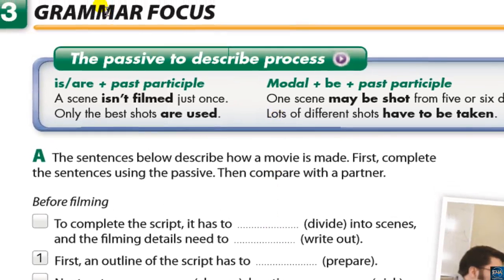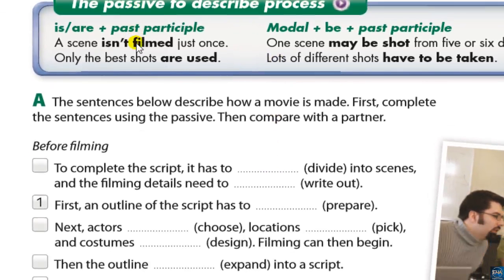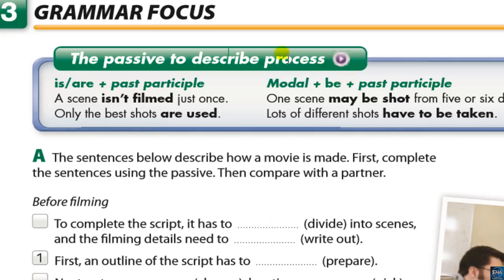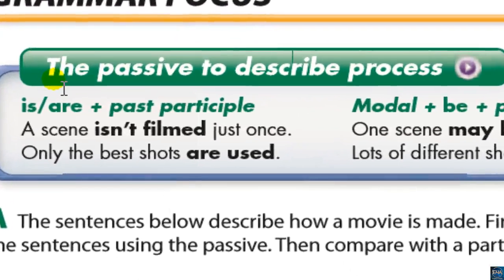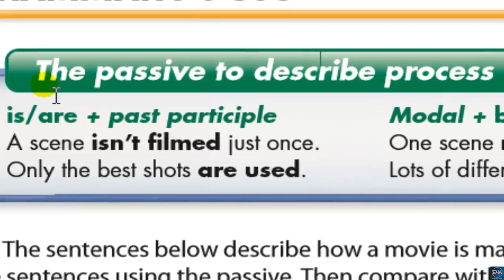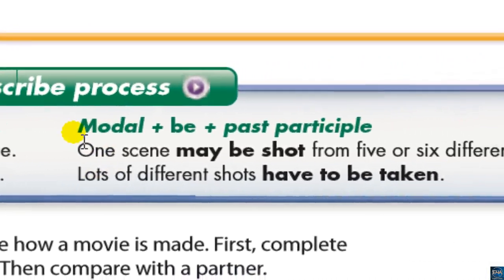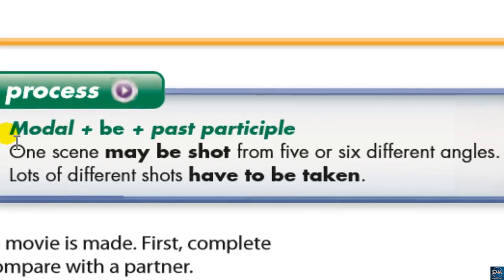Exercise number 3. Grammar focus. Page 93, Exercise 3, Grammar Focus. The passive to describe a process. Is or are plus past participle. A scene isn't filmed just once. Only the best shots are used. Modal plus be plus past participle. One scene may be shot from 5 or 6 different angles. Lots of different shots have to be taken.